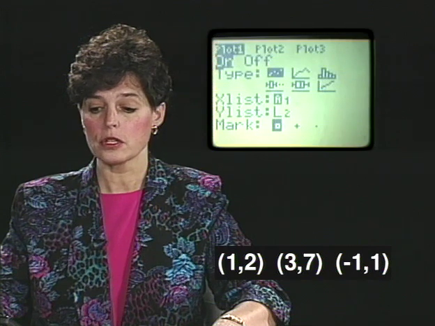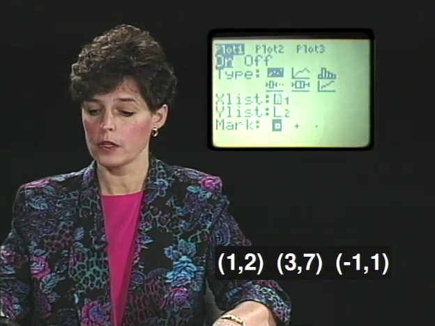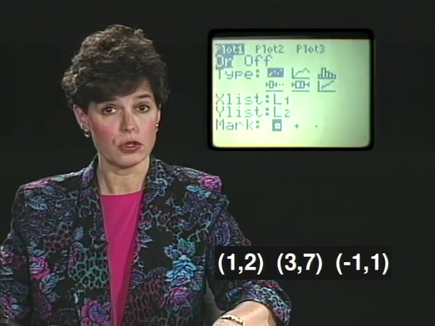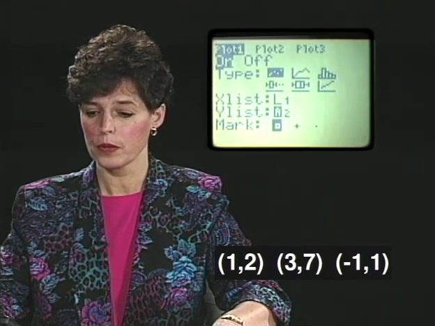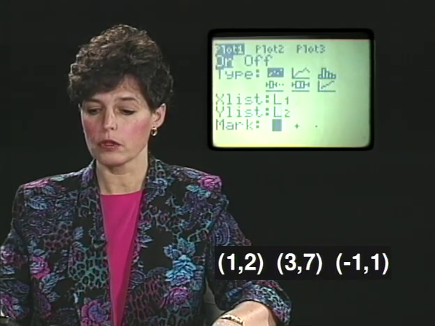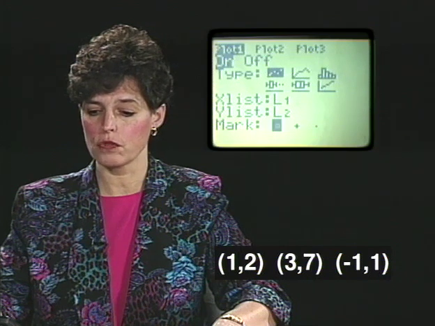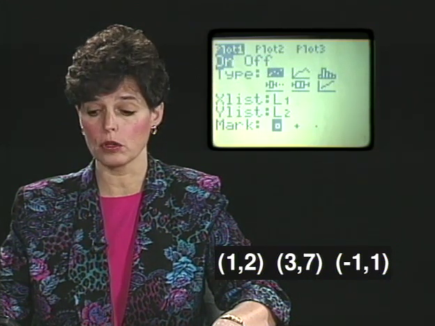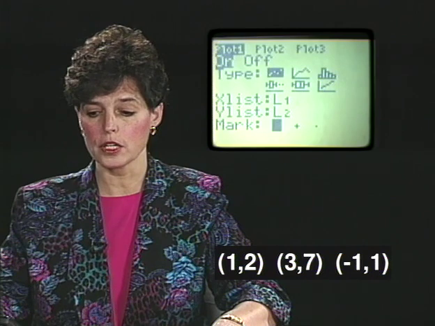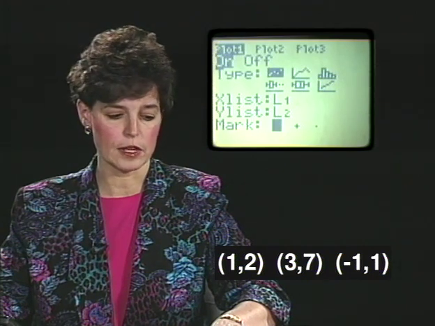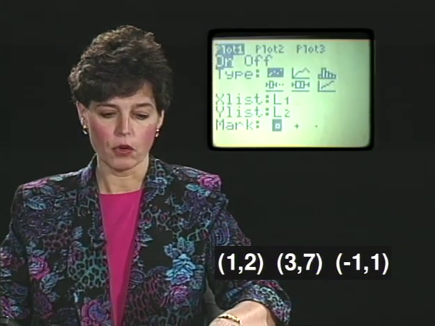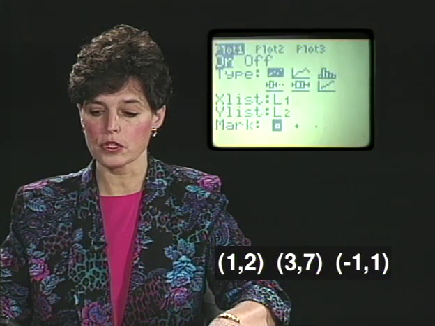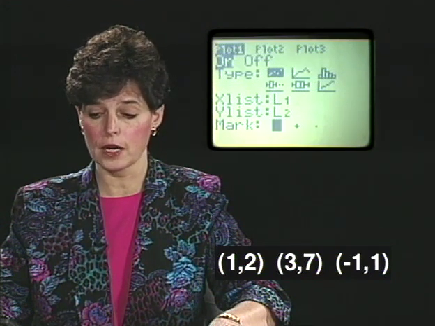My X list is in L1, that's what I want, and my Y list is in L2, so I don't have to do anything different. And I do like the mark of the little square, so everything else is just fine the way it is. If your calculator happens to look any different, then go ahead and change the pieces right now so that your screen looks like mine.